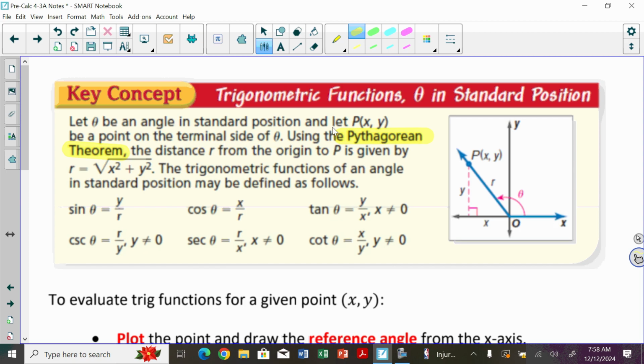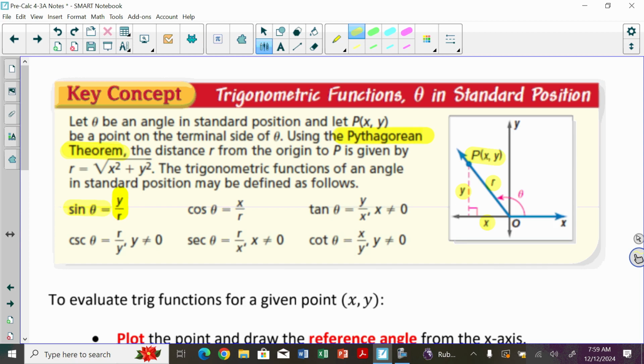So if I have a point (x, y) over here, I've got my x value and my y value. I can draw those and make a right triangle, with my angle and my r value as the hypotenuse. That's where the Pythagorean theorem comes in, because I can find these values given what I have. And then I can find all six trig functions by using this.